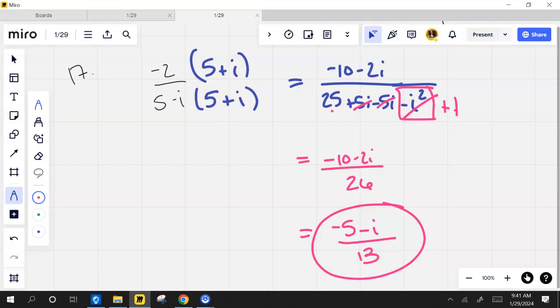Into two separate fractions? No. What else?